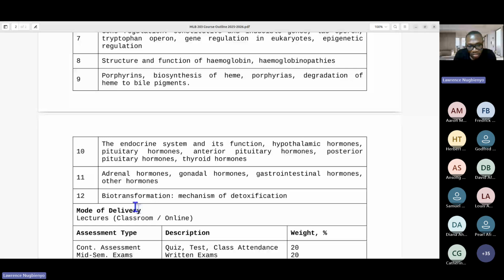And then lastly, we look at biotransformation, what is referred to as drug metabolism. Even though here it's being referred to as mechanism of detoxification. But of course, it is not every time that the metabolism of drugs results in detoxification. In fact, in some cases, it may even result in toxification. So we'll look at such mechanisms as the last thing.